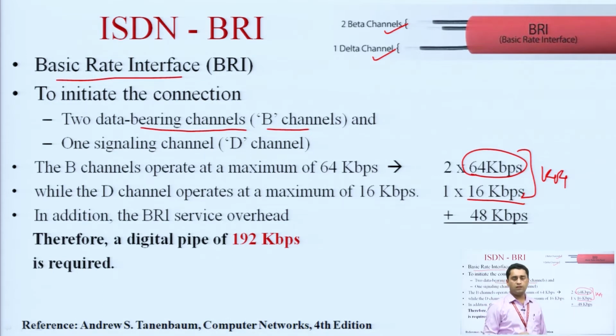But with this, there is some overhead which this BRI interface itself takes, and this overhead is 48 kbps. So, if I add 144 and 48 kbps, then it becomes 192 kbps. In GATE, you may find the question of what is the minimum required bandwidth when we are talking about the digital pipe of BRI. The answer is 192 kbps. Okay? So, this is all about the basic rate interface.